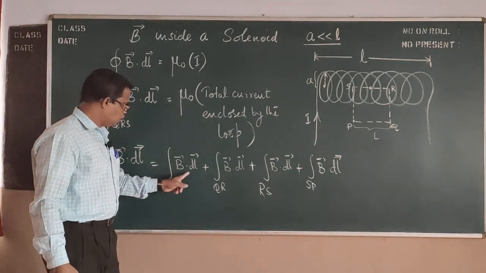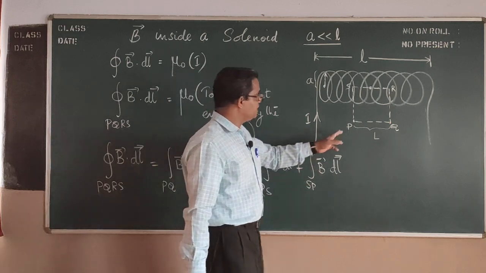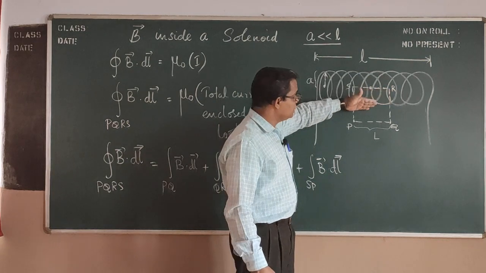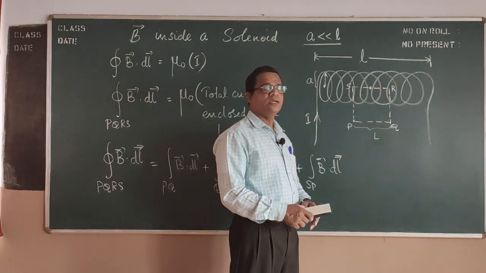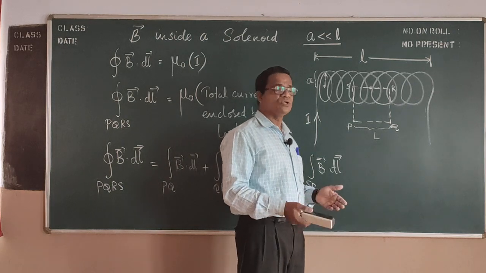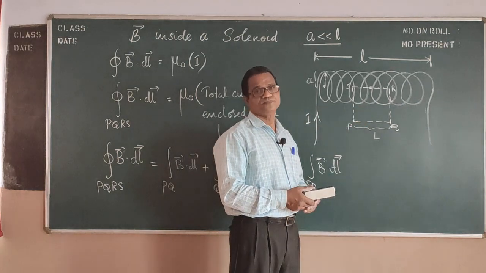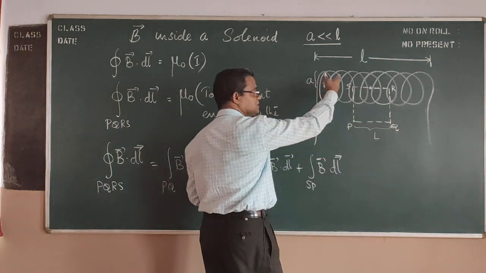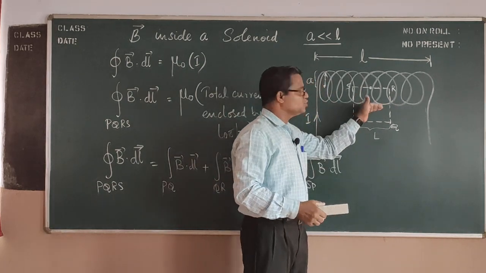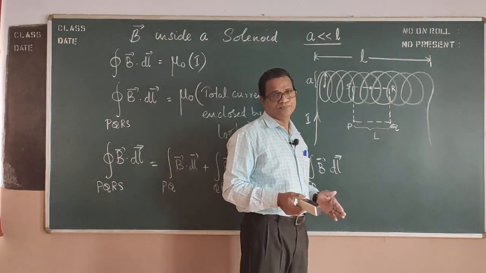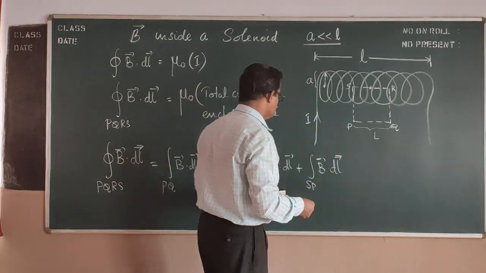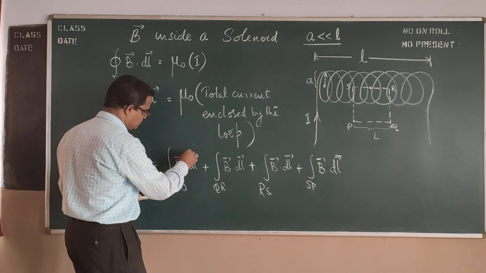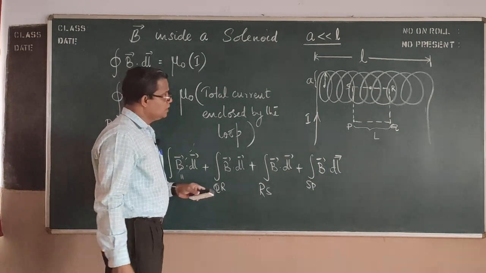Now let us see one by one. B dot dl over PQ. Now PQ is coming here, outside. Remember, as the current is going through this loop, the field just outside the solenoid will be negligible, or you can take it as 0, as the point is very close. Because the field lines will be going like this and completing like this. It forms a loop, but very near to this one there will be no field outside the solenoid. So as there is no field outside the solenoid, B equal to 0, and therefore this part becomes 0.